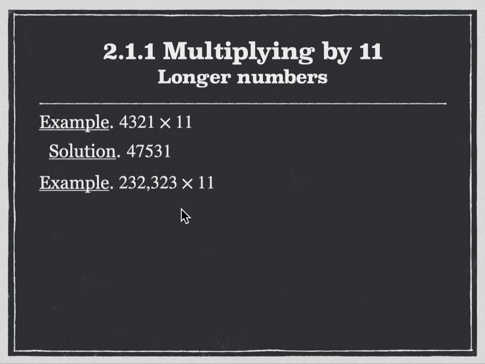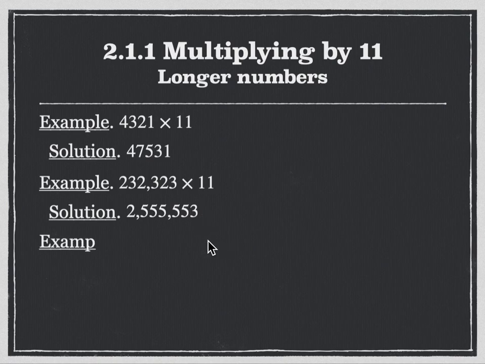Another example. We have 232,323 times 11. So we put 2 on the millions place, and then we're going to put 3 on the ones place. So we have 2, 2 plus 3 is 5, 3 plus 2 is 5, 2 plus 3 is 5, 3 plus 2 is 5, 2 plus 3 is 5, and then 3 on the last part. So we have 2, 5, 5, 5, 5, 5, 3.